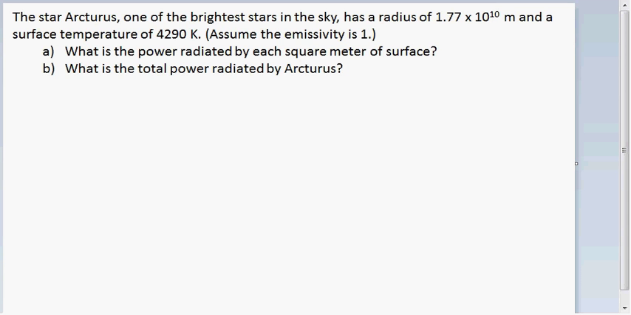And we're going to assume here that the emissivity is 1. And we're going to ask a couple things here. What is the power radiated by each square meter of surface? And what is the total power radiated by this star? Now, as you might guess, this is a star. And so when we get to part B, we're going to have a pretty darn large number. So let's see how that works.